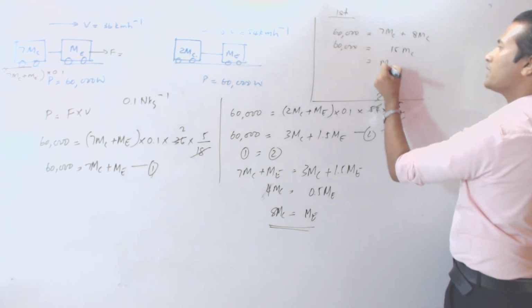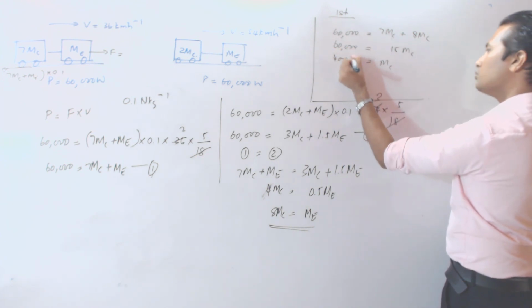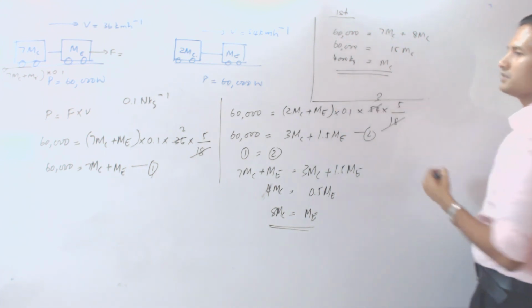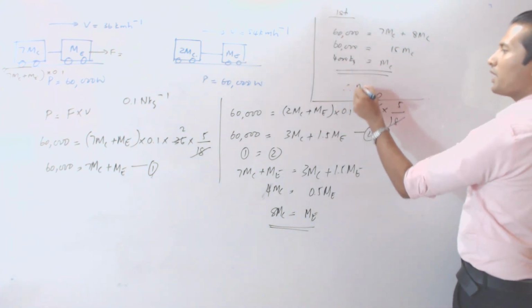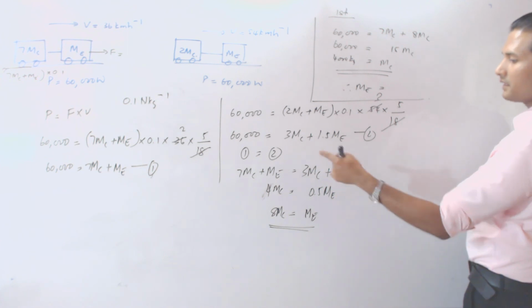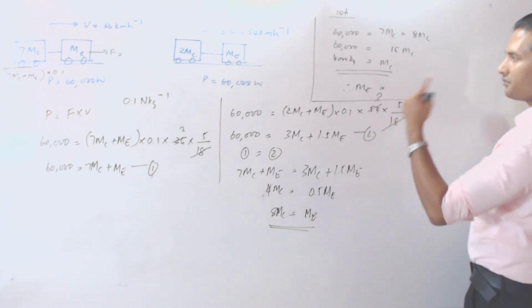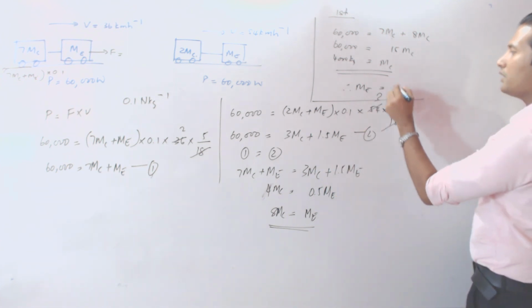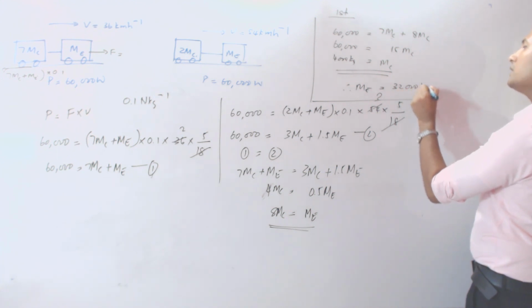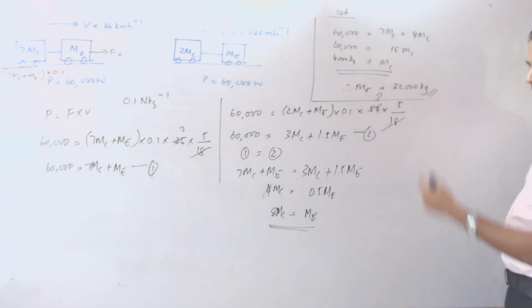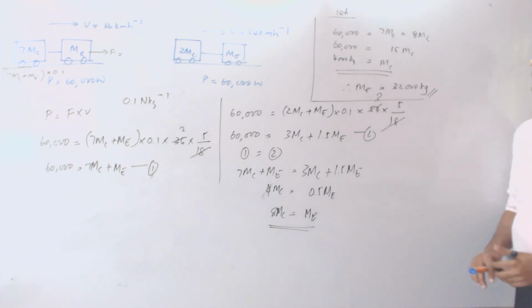So mc becomes 4,000 kilograms. Therefore me equals 8 times 4,000, altogether 32,000 kilograms. That is the mass of the engine. That's all.